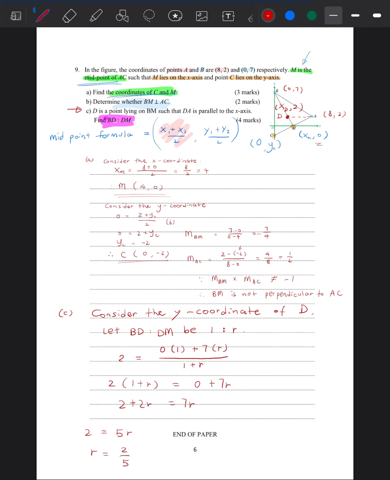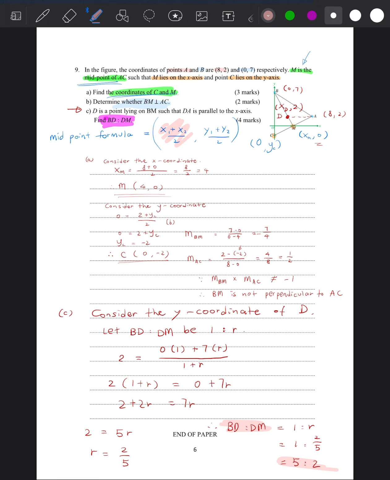So when I say r equals 2 over 5, it means that, so always put it back into the form like this. So we times it, so it's 5 to 2. So therefore the ratio of BD to DM is 5 to 2. So this is your final answer of this question.